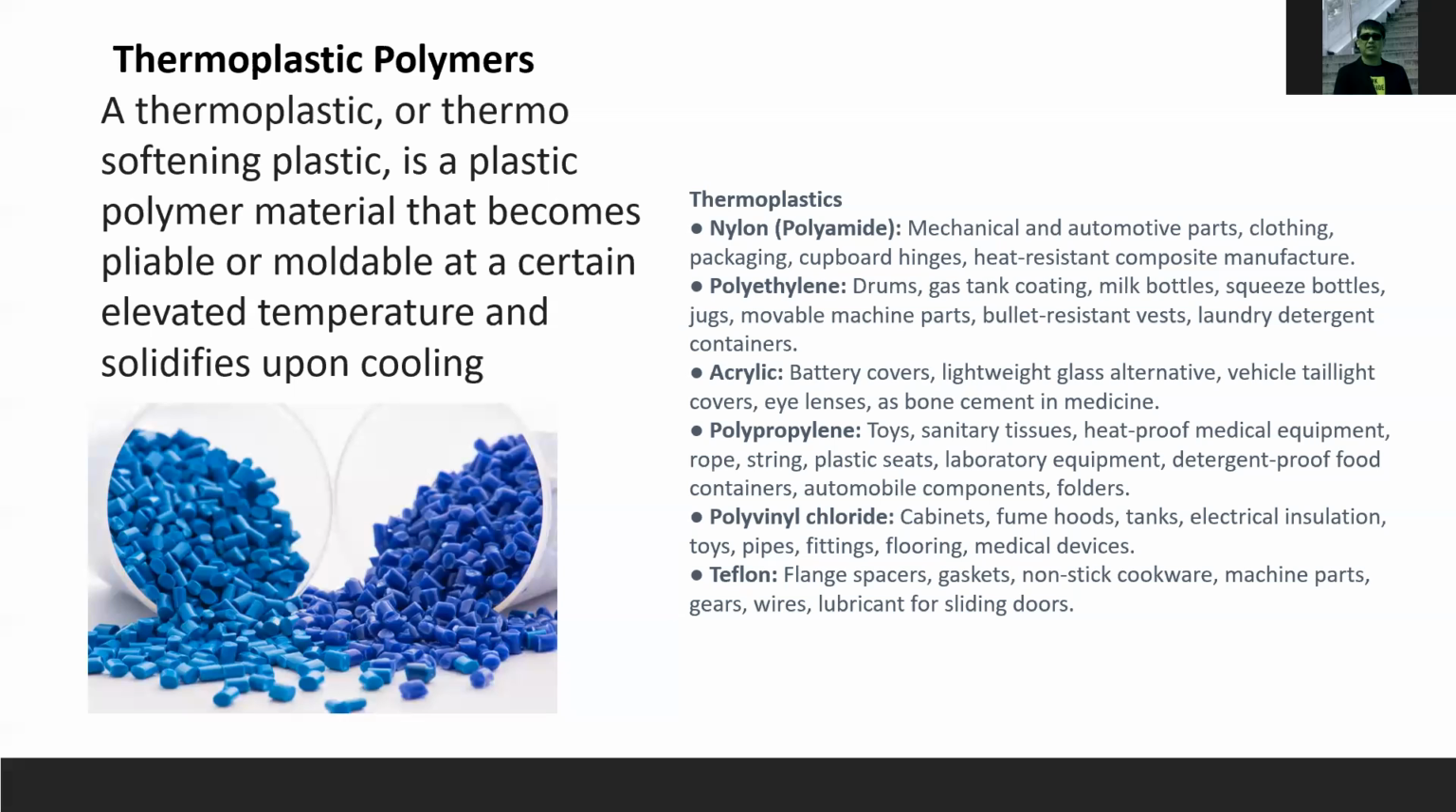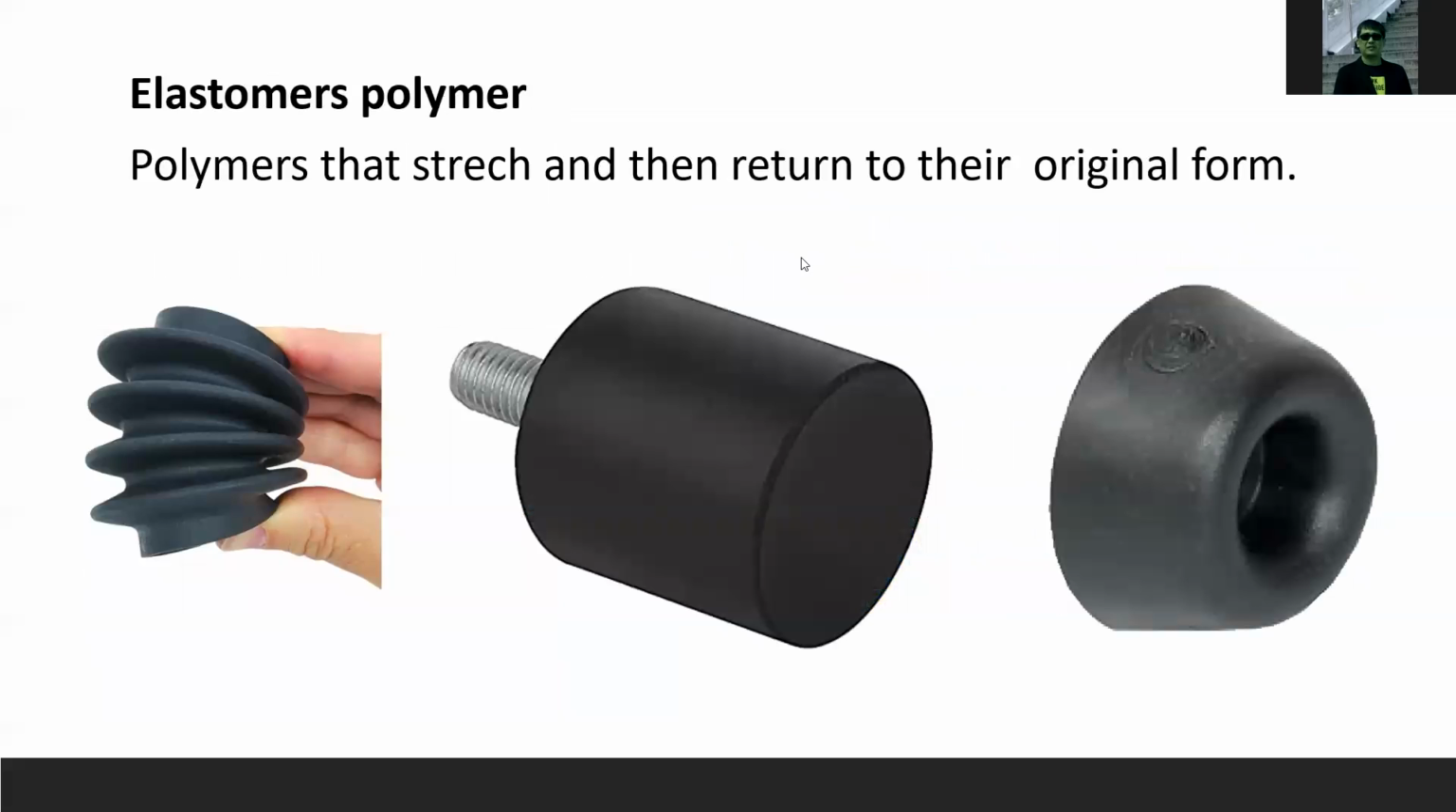Teflon is used for flange spacers, gaskets, non-stick cookware, machine parts, gears, wire lubricants, and sliding doors. Those are the thermoplastics. We have now the elastomers. Elastomers are polymers that stretch and then return to their original form. As you can see, those are the bushings, the cascade, and the shock absorber covers. So those are the polymers.